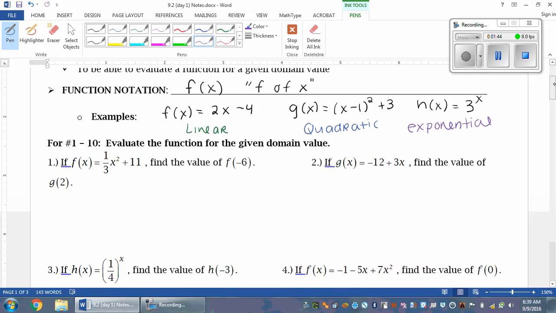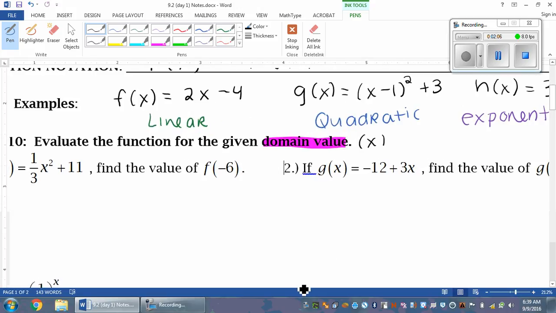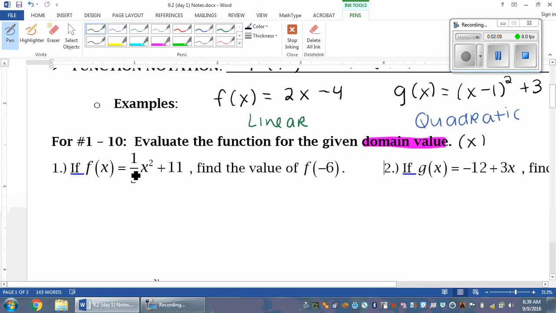What we're going to be doing is we're going to evaluate the function for the given domain value. Now, if you remember from the previous video, the domain is the x. So here's my function. f of x equals 1/3 x squared plus 11. It's a quadratic function. Find the value of f of negative 6.